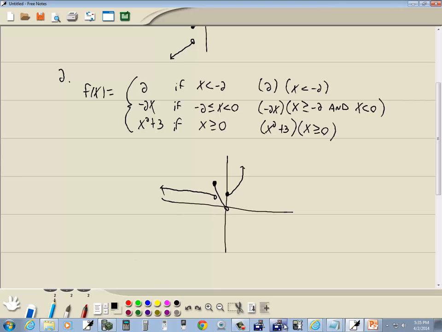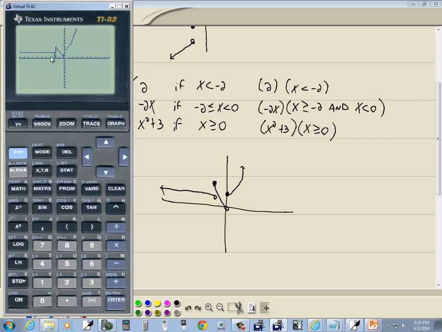So a TI-82 is not perfect in terms of piecewise functions. You get some extra garbage in there. Looks a lot better on TI-84s. That's graphing piecewise functions on a TI-82 calculator.